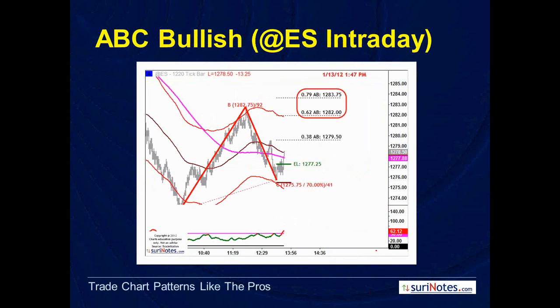So here is another one, an intraday trade, which is using the ES 1220 tick charts. I primarily trade ES 1220, and I also trade NASDAQ 610, and I trade YM also, 610 kind of thing. And here is the ABC detected using the pattern, and here is the EL. The first entry trigger is about 1277.25, and this is my first target, about 1282 to 1283.